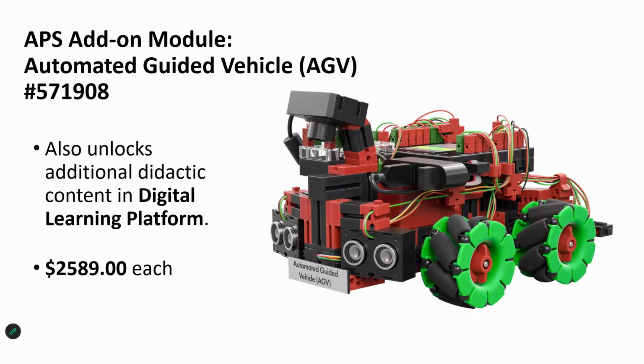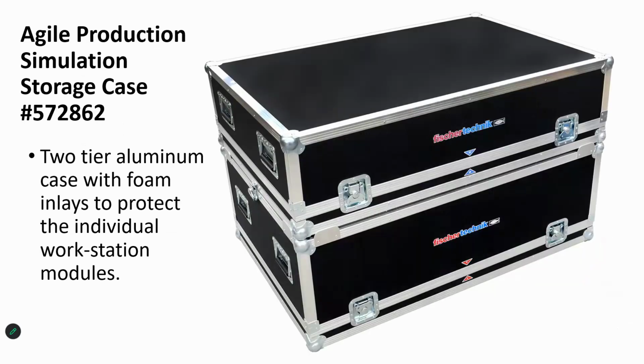The additional APS automated guided vehicle also unlocks additional didactic content in the digital learning platform. The cost for this is $2,589 per unit. Now, as there is one more item to cover very quickly, that is the storage and transport case, which is designed especially for the Agile Production Simulation model. Now, as the APS model is obviously a substantial investment, this is really an important option to help protect the model when not in use.